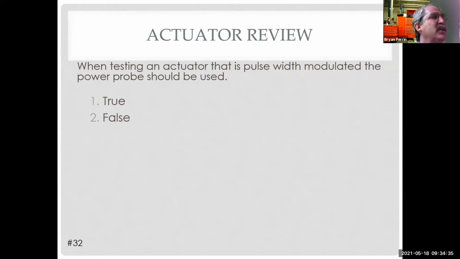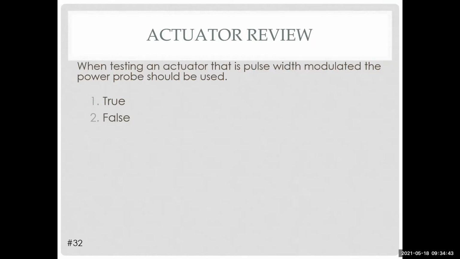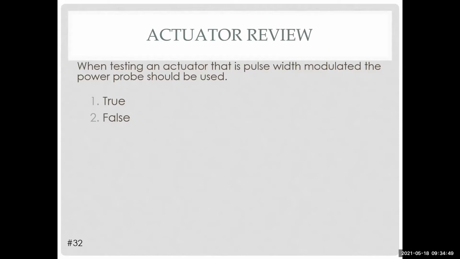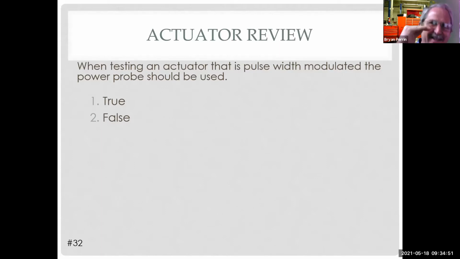When testing an actuator that is pulse width modulated, the power probe should be used. True or false? Wait a minute. False. Did I talk about a power probe in this presentation? No. Okay, so even if we were paying just a little attention, hopefully we were able to get there. When I throw something in that I didn't talk about and I say it should always be used, that's a good clue that that's false. So these are the review questions.